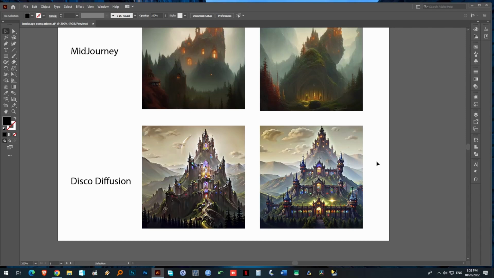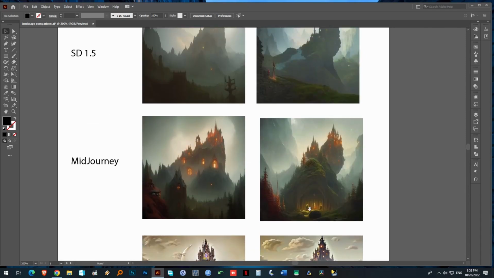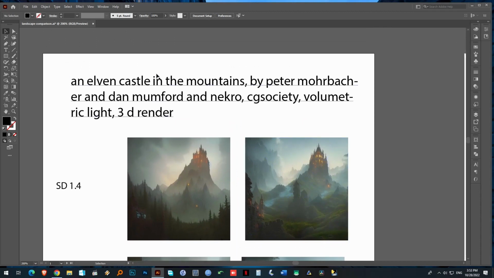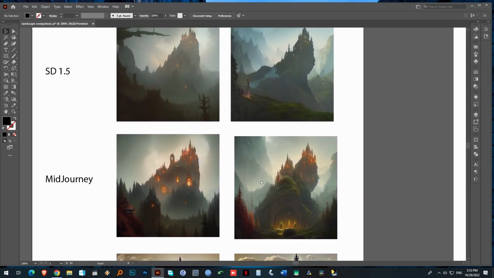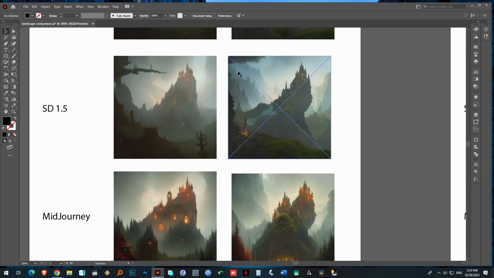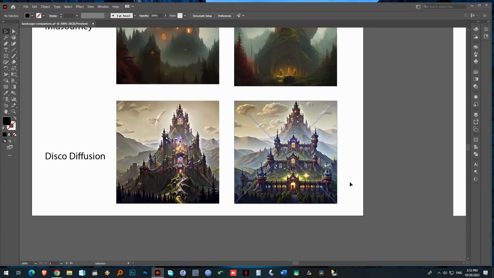Perhaps this is more true to the kind of prompt that I've used, because the prompt I used was an elven castle in the mountain. So, the other checkpoints do produce a castle in the mountain, but I think that perhaps this is much more true to the fantasy idea of the prompt.